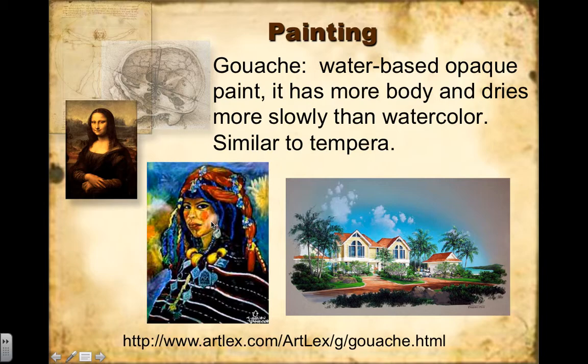Gouache is a water-based opaque paint, which means it's not transparent. You can't see through it. It has more body and dries more slowly than watercolor, and it is very similar to tempera paint.